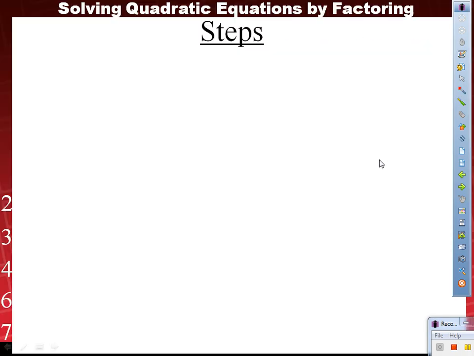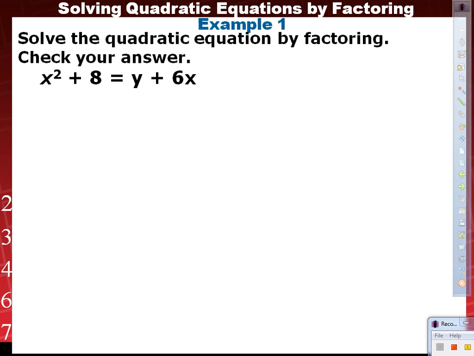All right. So steps. You're going to come up with the steps as I go through the process, and right next to the example, you're going to write them. Okay. So here we go. Turn your paper over. You're going to need the whole paper space for that. So at the top, I want you to write example 1. Solve the quadratic equation by factoring. Check your answer. Equation given: x squared plus 8 equals y plus 6x. Copy that, and then I'll go over the process.